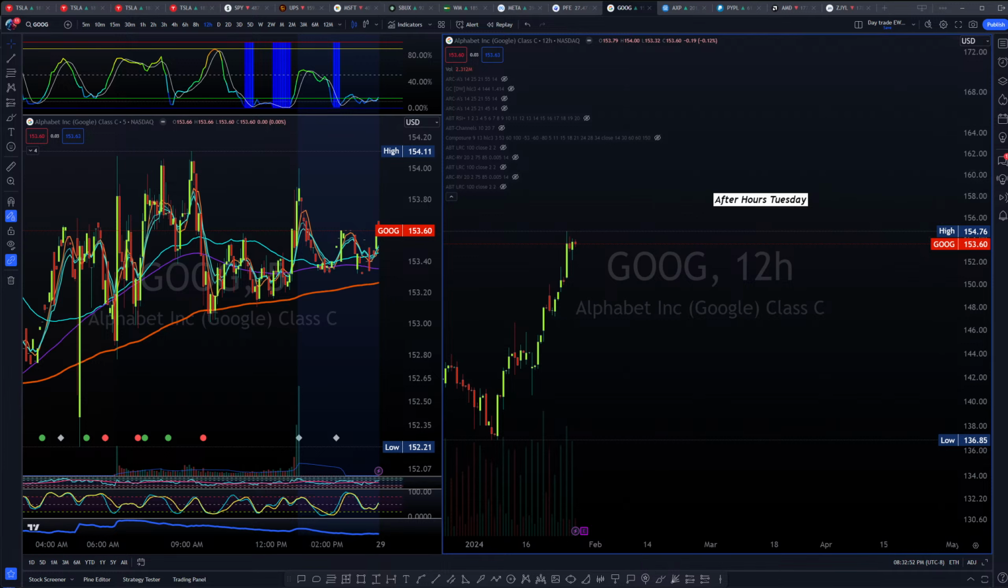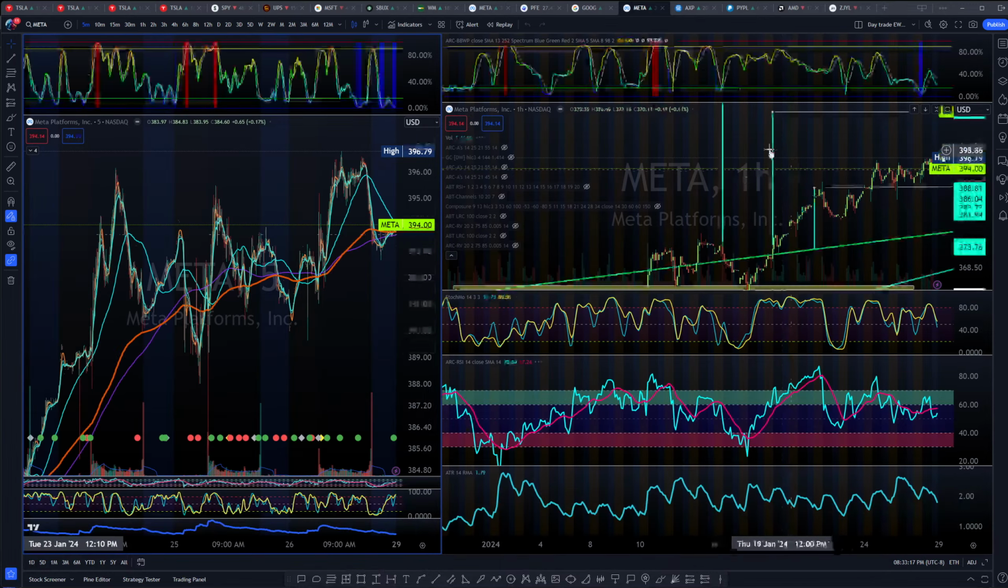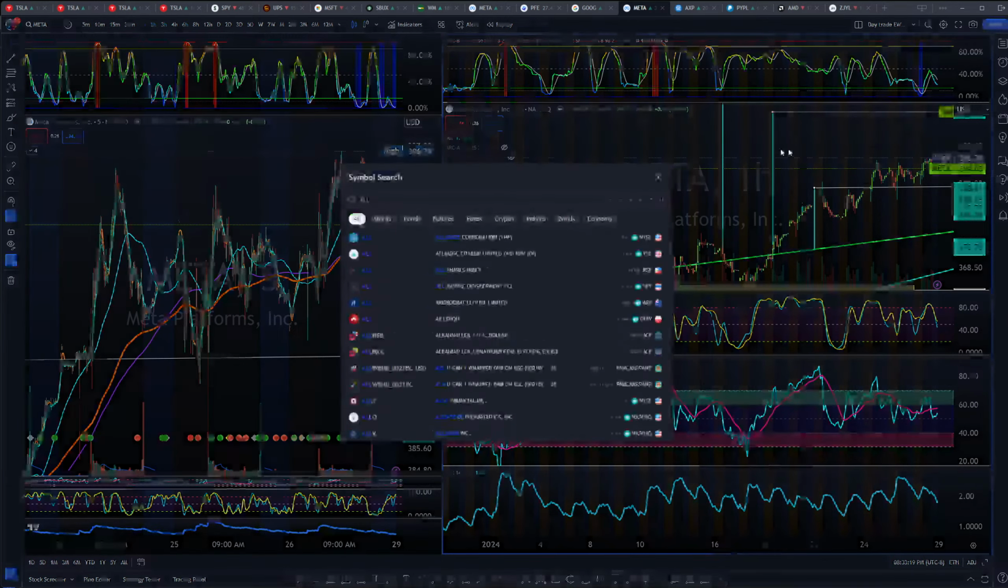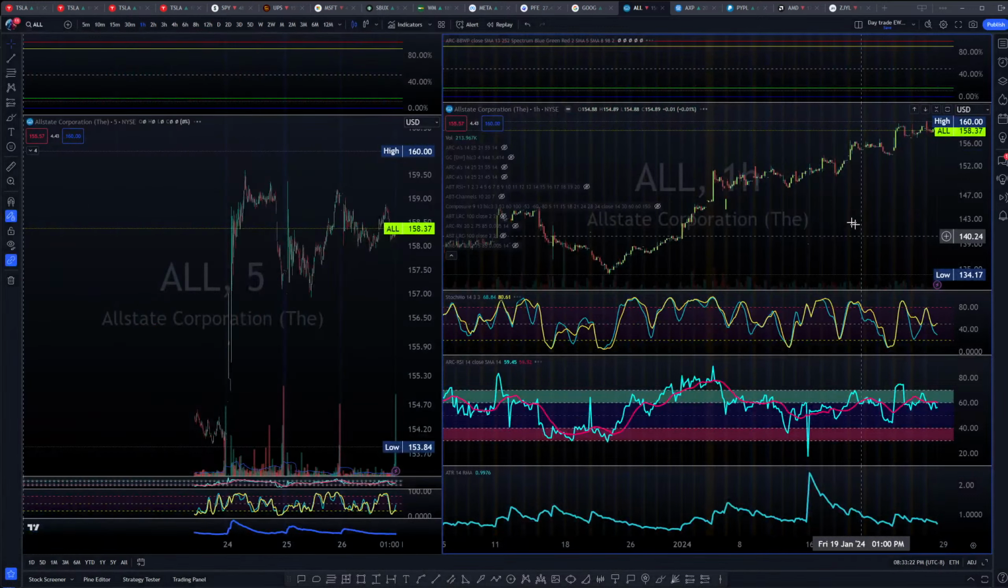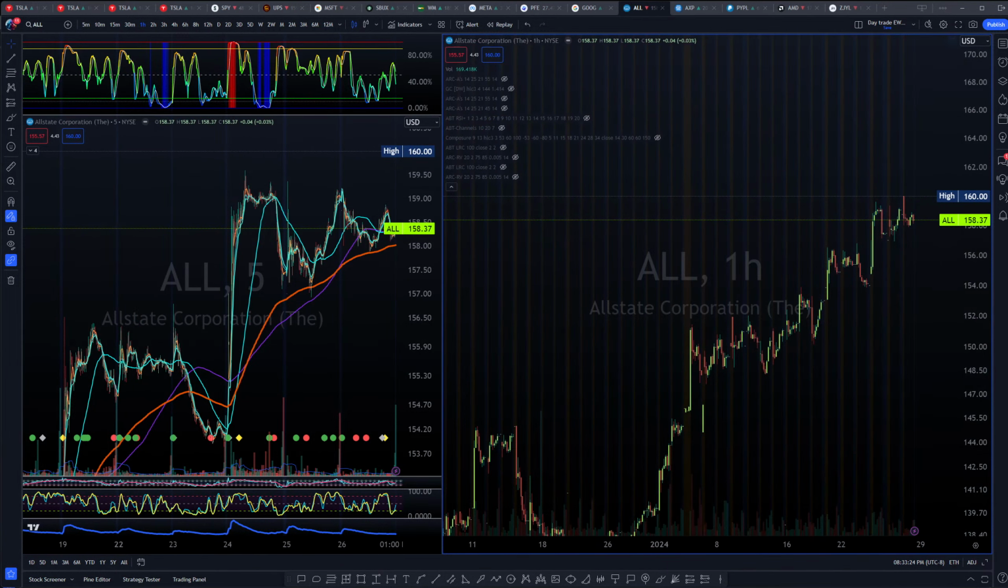Let's see. 190 earnings on Tuesday. That's insane. Okay. Oh, do we even want to get into that? That's Allstate as well. ALL. This could be another one too. We'll look at it. Allstate is after hours as well.